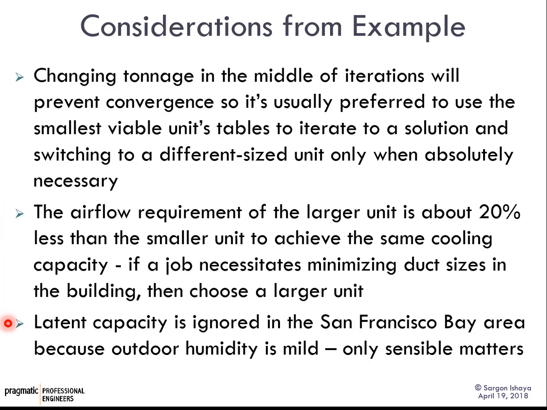This is correct in Northern California because we don't have to design for outdoor air humidity extremes. So we really only focus on the sensible load. In other climates, that would not be the case. So you do have to consider the climate that you're in. But in Northern California, and probably all of California, I could safely say, we do not take into account the latent capacity of the unit.